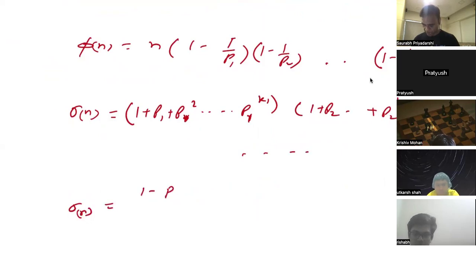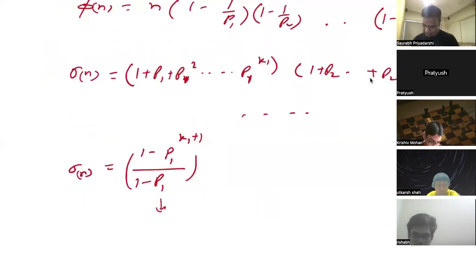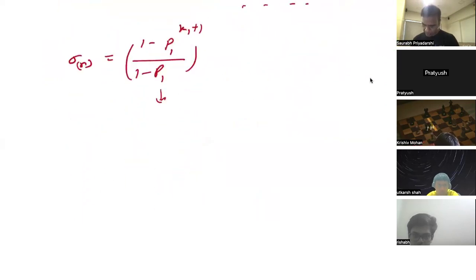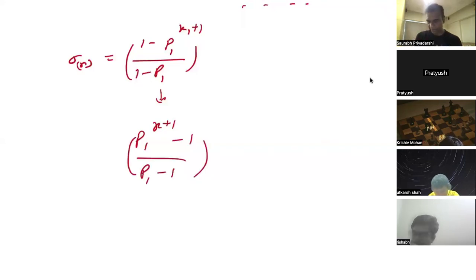So this is nothing but 1 minus p1 to the power k1 plus 1 upon 1 minus p1. Or I can write this as p1 to the power k1 plus 1 minus 1 upon p1 minus 1. Both ways we can write, right? Right?